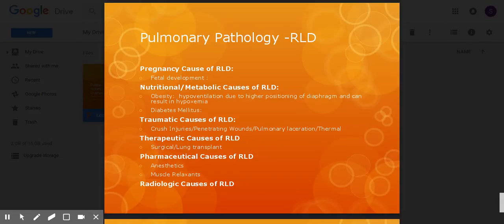There are therapeutic causes for restrictive lung dysfunction. If a surgeon has to go in and remove a section of your lung, you will now have restricted volumes because that section or all of that lung is now gone. There's also post-transplant issues related to lung transplants and long-term results of either immunosuppressant drugs or the rejection by the body of that implanted lung.